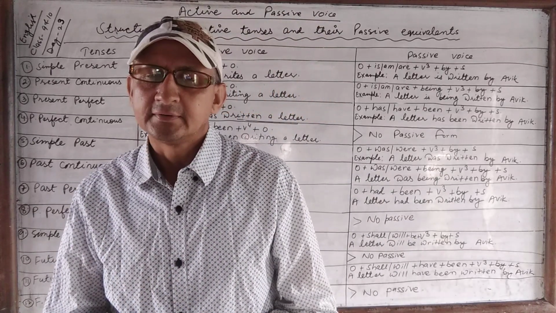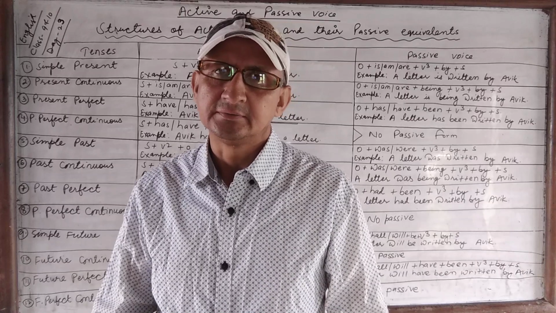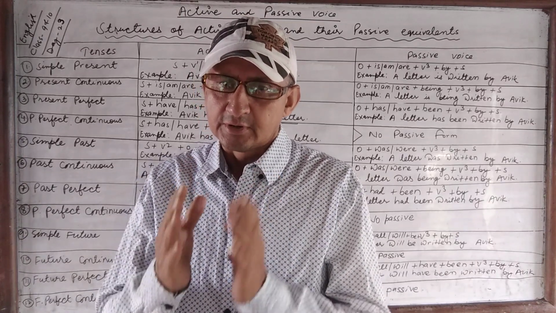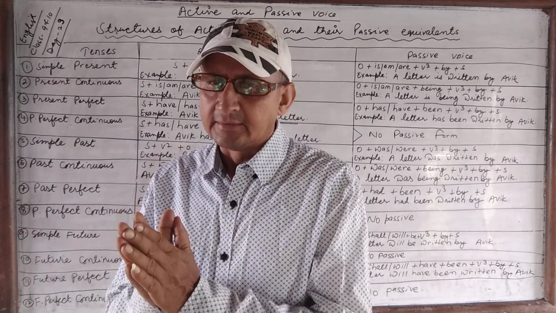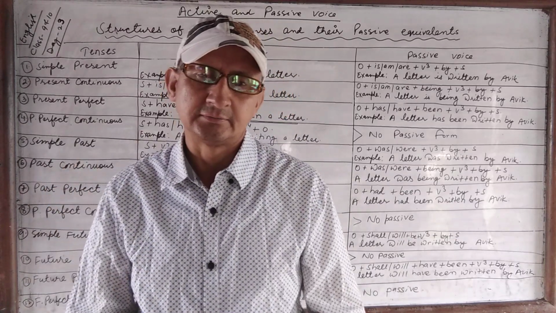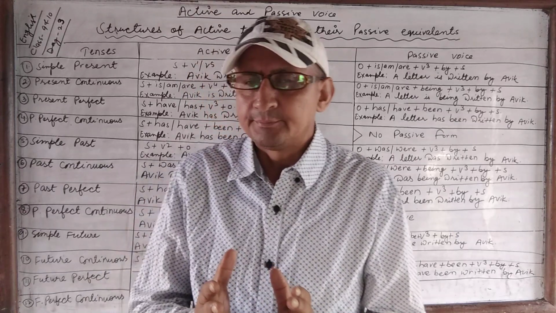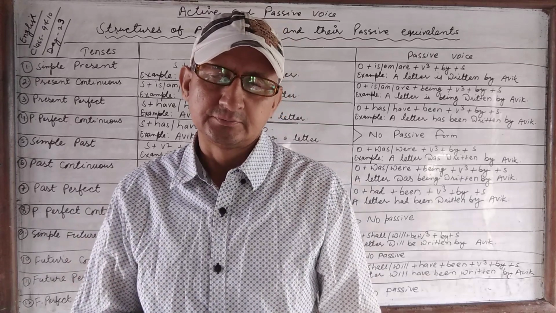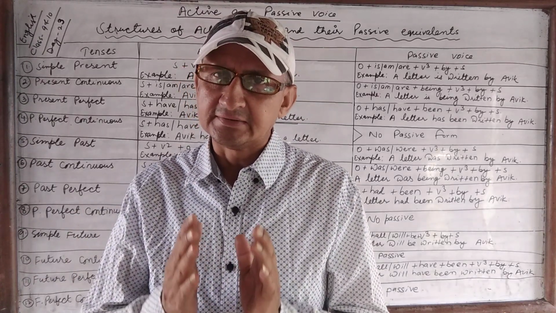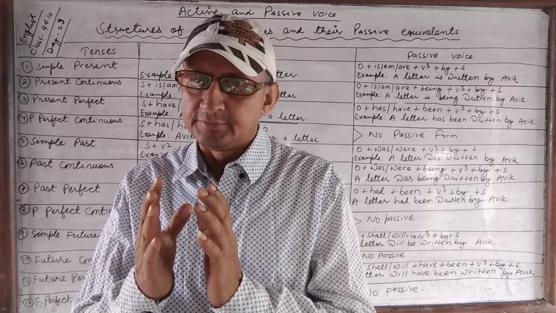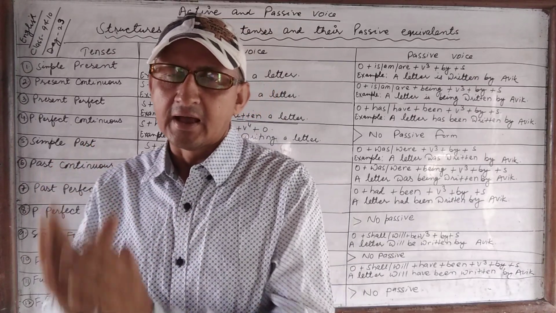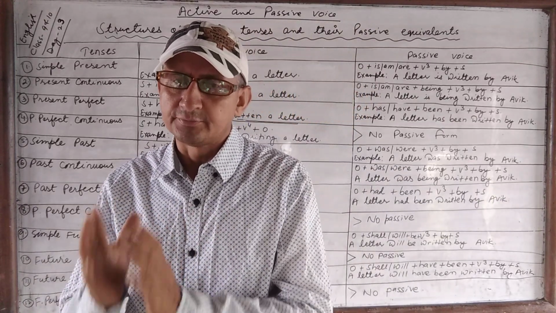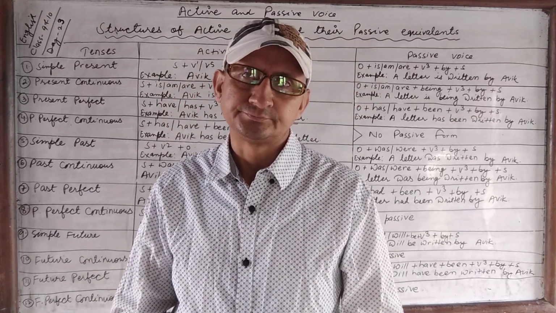In active voice, subject performs the action and object receives the action. For example, Anna painted the house. In this sentence, Anna is subject, painted is verb, and the house is object. Here, the subject performs the action.